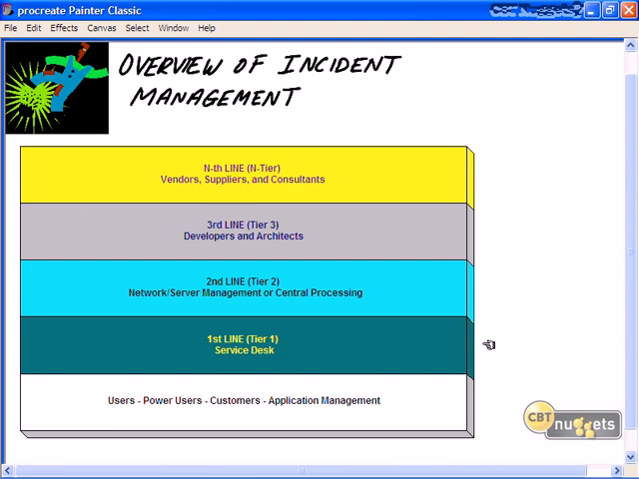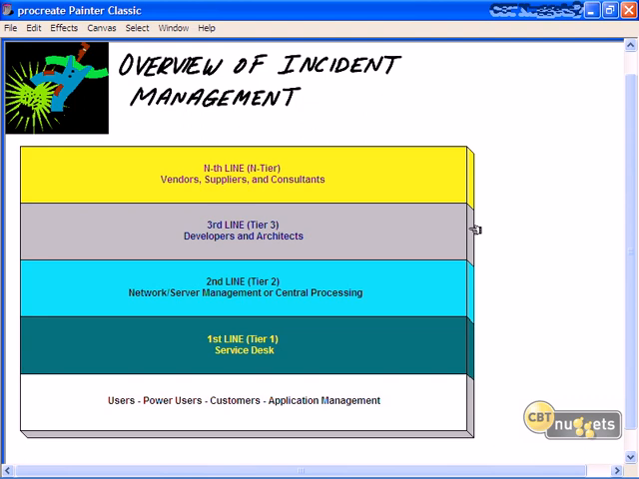Then the next tier or the second line is our network management, our server management, or the central processing. That's who the service desk is going to go to as they escalate incidents. Then the third line, which is the highest level of technical specialists, are the developers and the architects. These are the ones that have developed or programmed our systems. And it only makes sense that finally you're going to get back into the laboratory where Dr. Frankenstein and Igor are in there doing their thing.